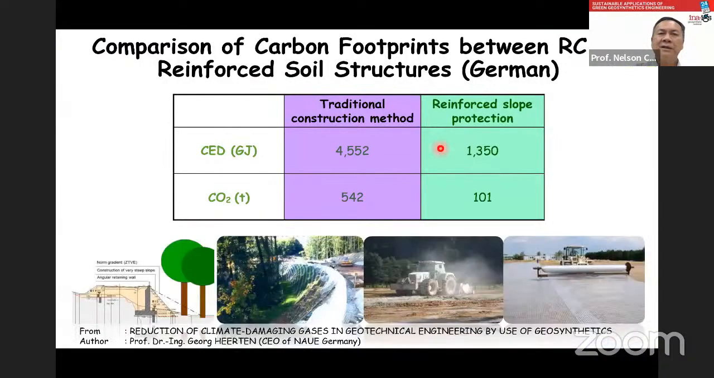Also, in Germany, they did a similar comparison. They compared the traditional construction method, which is the concrete method, with reinforced slope protection, in terms of energy and CO2. It's also about one-fifth. So they got the same conclusion.